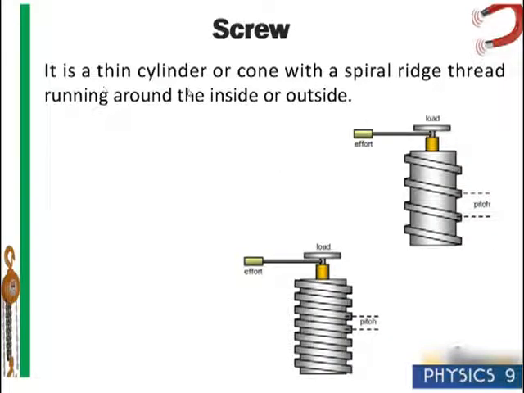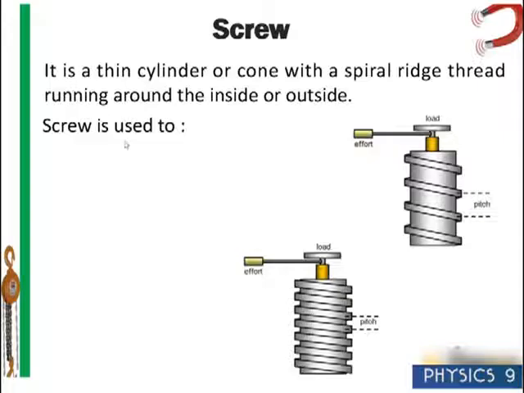Now, a screw is a thin cylinder or cone with a spiral ridge, and this is a ridge thread which runs around the inside or the outside of the screw. So here you can see the different types of spiral ridges. Some of them differ in terms of their separation. This one has a larger separation compared to this one. In other words, we say the pitch is larger in this particular screw compared to this one.